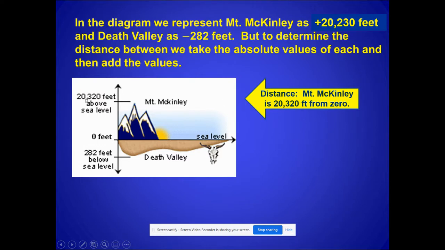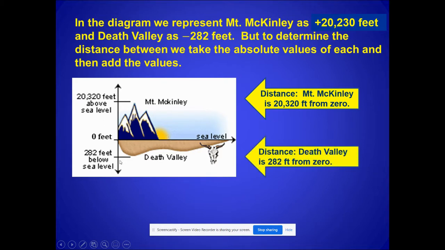Mount McKinley is 20,320 feet from 0. Death Valley is 282 feet from 0. It's going in a negative direction. It's below sea level. Mount McKinley is above sea level. It's a positive direction.